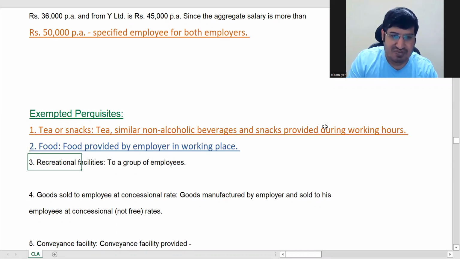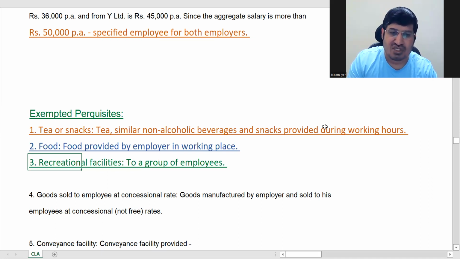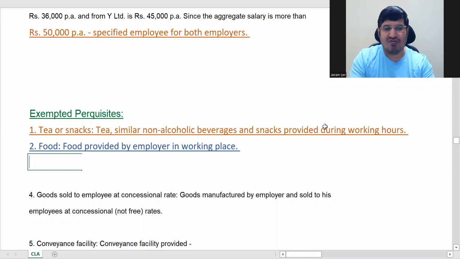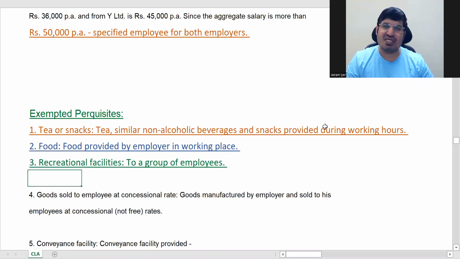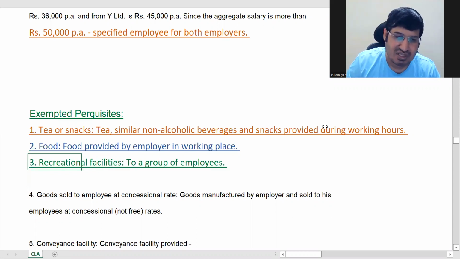Food provided in working place: employer is providing food in working place, it is exempted, ठीक है. और देन रिक्रिएशनल फैसिलिटीज टू अ ग्रुप ऑफ एम्प्लॉइज, ठीक है. सो ये क्या है रिक्रिएशन फैसिलिटीज, जैसे आपका जिम होता है ऑफिस में, करेक्ट. जिम या टेबल टेनिस खेलने के लिए प्रोविजंस होते हैं, ठीक है, इसकी बात कर रहे हैं.